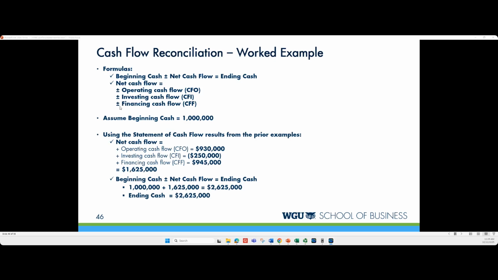So to calculate our ending cash, we take our beginning cash balance, which we said to assume is $1 million. We add that net cash flow because it's a positive number, and then we get our ending cash balance of $2,625,000. Does that make sense to everyone?